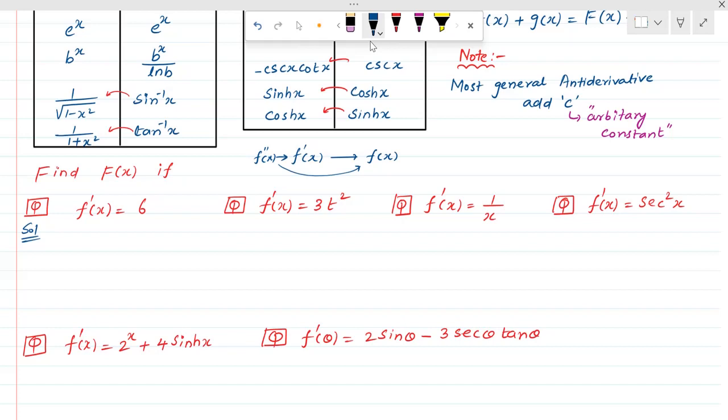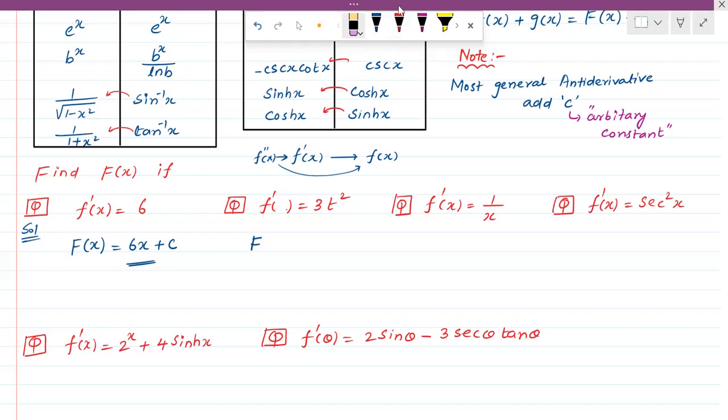So here you have to differentiate. It's like a k. When you differentiate, I will use the antiderivative symbol, capital F of x. Therefore, it is 6x plus c. C is the integration constant, arbitrary constant. Now the next one, I write it here, f of t. This is actually in terms of t. So f prime of t equals 3t square.